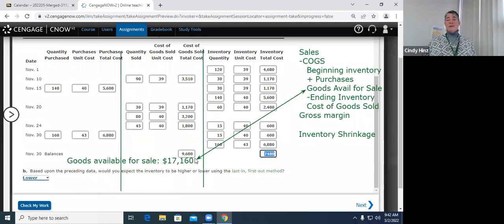So FIFO also makes us look better in a period of rising prices. FIFO also makes us look better on the balance sheet because our assets are higher. Assets are higher, income is higher. Both of those things make our company look better. So in a period of rising prices, just based on that, it seems as if companies would just use FIFO.